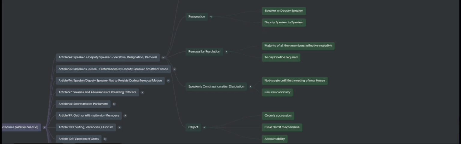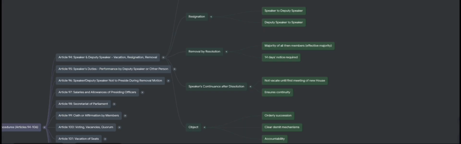This is a critical provision. It's all about the continuity of the office. It perhaps highlights a deep distrust the Constitution makers had for any potential power vacuum. Even during that interregnum period, between the dissolution of one Lok Sabha and the convening of the next, there is a constitutional head for the House.